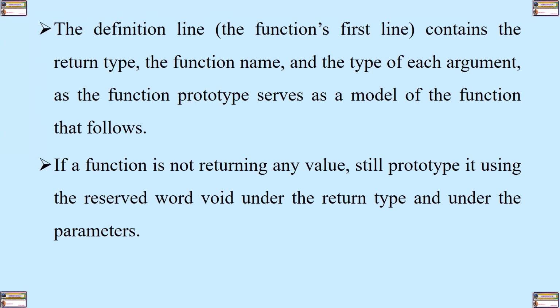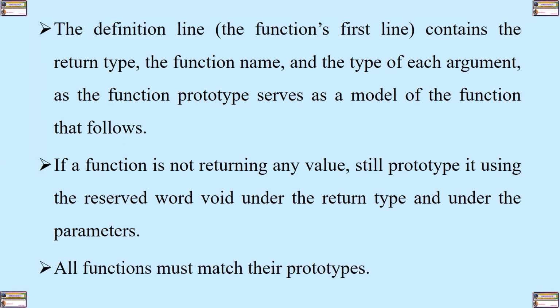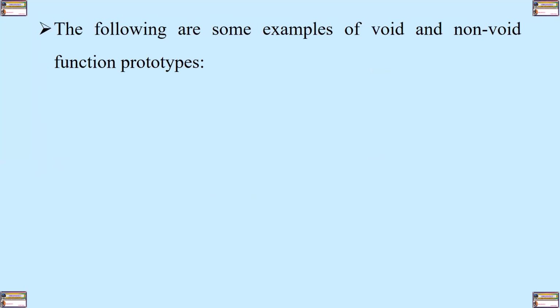If a function is not returning any value, still prototype it using the reserved word void under the return type and under the parameters. All functions must match their prototypes. In other words, the function's definition or the function's header must match its prototype. The following are some examples of void and non-void function prototypes. That's what we are saying.